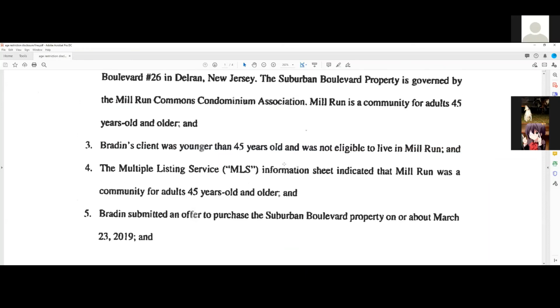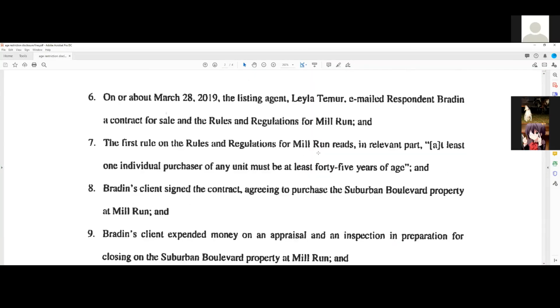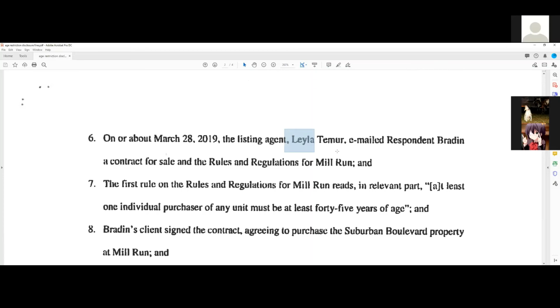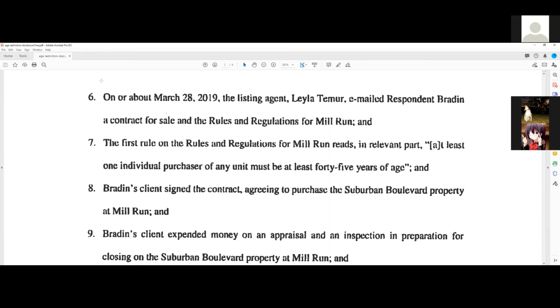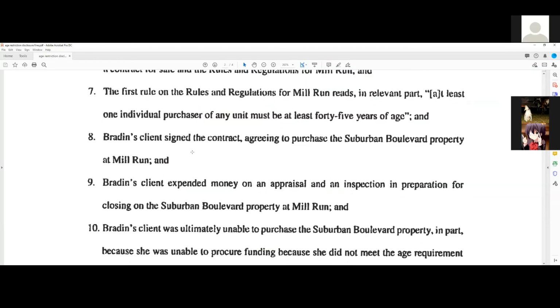Okay, so the reason that I'm showing you these is that real estate is easy and we make it easy, but there are laws you have to follow. Some of you may think that it may be normal, but it is not. So here you go. Braden's client was younger than 45 years old and not eligible. The multiple listing service information showed 45 or older. So they submitted an offer and the offer was accepted. And actually, this is one of the Turkish agents that I know in the area. She did send all the regulations and whatnot to the buyer's agent, and the buyer's agent failed.